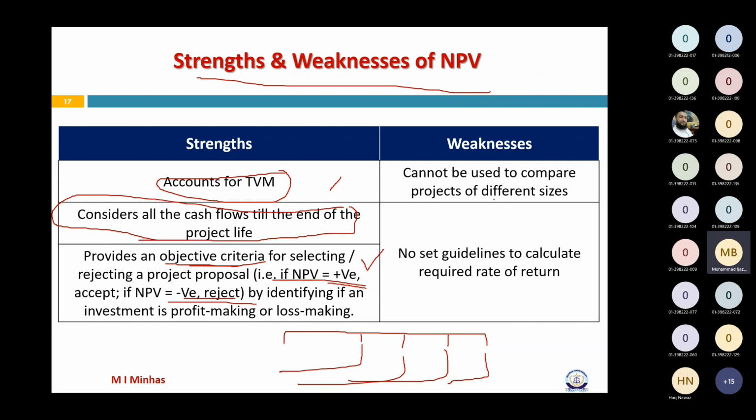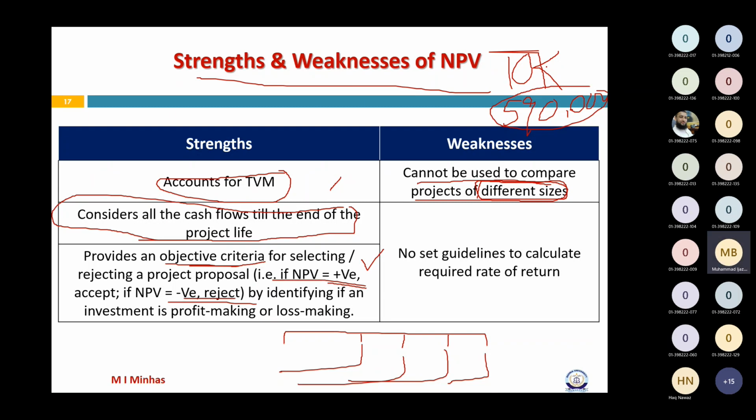Then the weakness is that it cannot be used to compare projects of different sizes. We just saw that. One project was very small and the initial investment required for that project was only 10,000. But the other project was too big and the initial investment required for that project was 590,000. In that case, if we use NPV, it would mislead us. It will guide us wrongly. Is it clear?